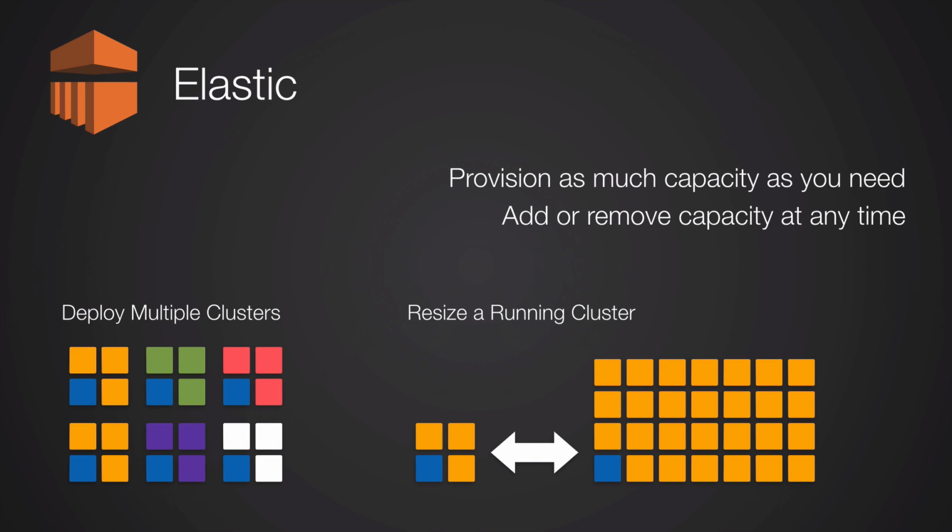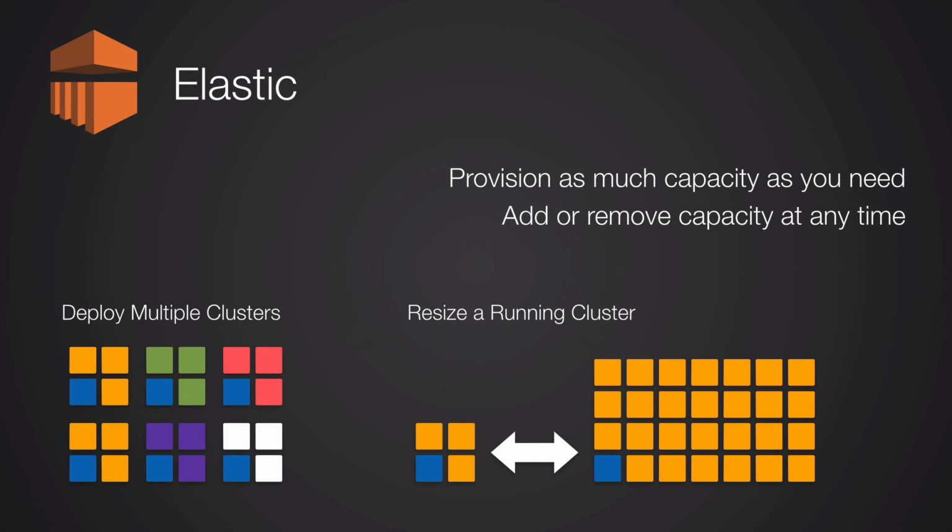Elasticity enables you to quickly and easily provision as much capacity as you need and add or remove capacity at any time. It's very useful if you have variable, which is very common, or unpredictable processing requirements. For example, if the bulk of your processing occurs at night, you might need 100 instances during the day and 500 instances at night. And with EMR, you can quickly and easily add those additional 400 instances, just paying for them during the period that they're running.